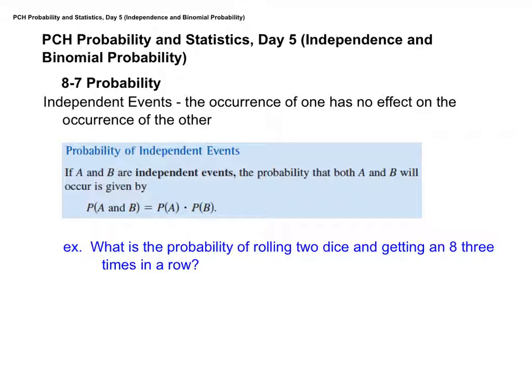So we just said that flipping a coin or rolling a die is independent. Every time we roll the dice, it doesn't matter what we got the previous time. We have the same probabilities the second time and the third time. So, if I'm trying to figure out, for example, what's the probability of rolling 2 dice and getting an 8 3 times in a row, let's think about this. We have roll 1, roll 2, and roll 3.